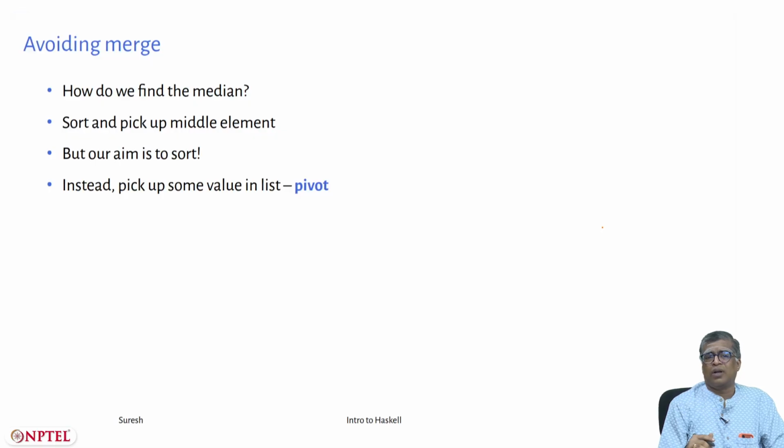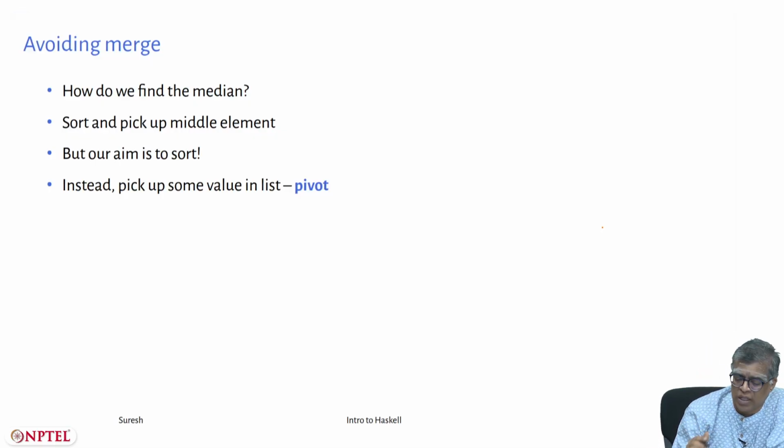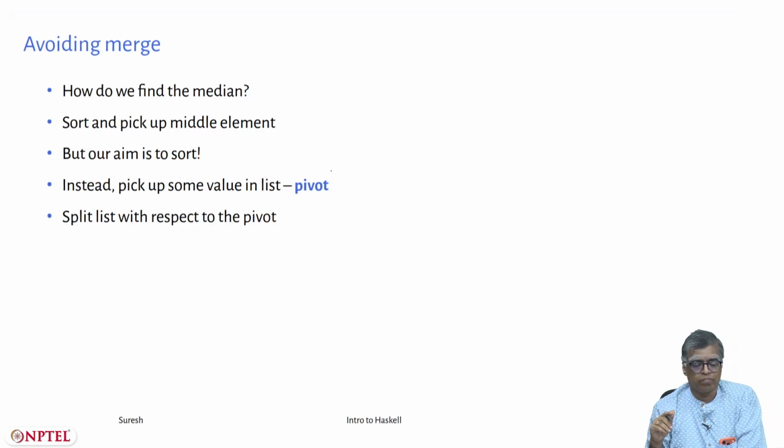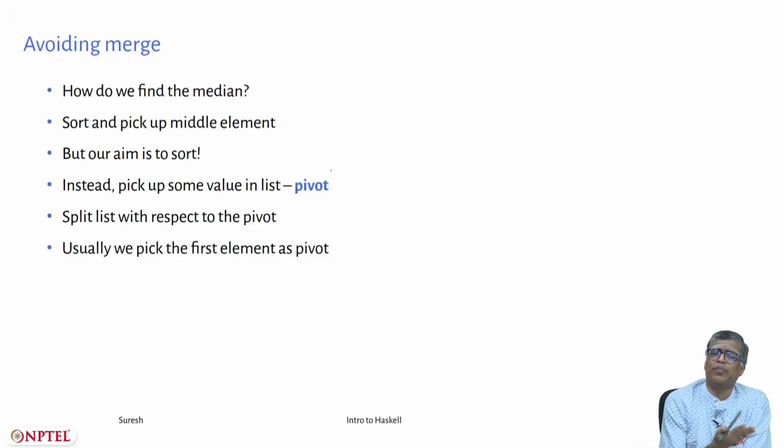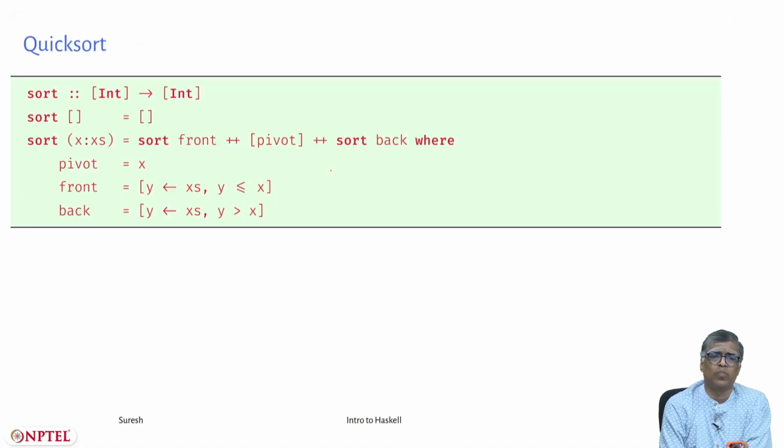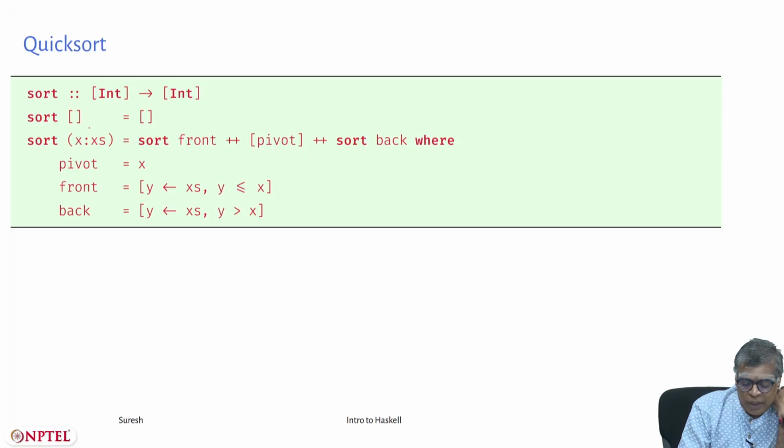So what we do in this next sorting algorithm is not to really find the median, but we will pick some element, okay, it doesn't matter. So pick some value in the list, and we will call it the pivot element, okay, it is some value in the list. You split with respect to the pivot element, and usually we will pick the first element as the pivot, this is all, okay. So now sort of empty list is empty list, sort of x followed by x's is sort of front plus this pivot element, that's a singleton list of its own, plus and then you finally have sorted order of the back list.